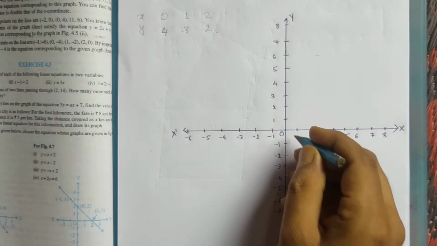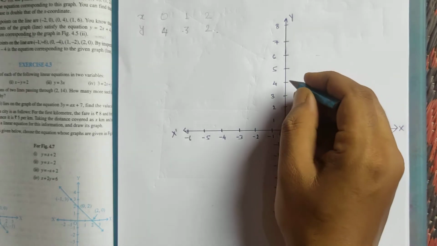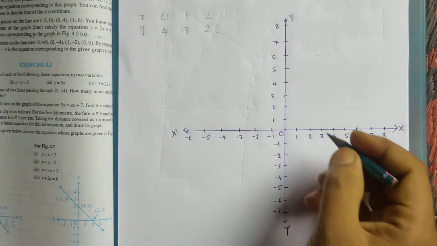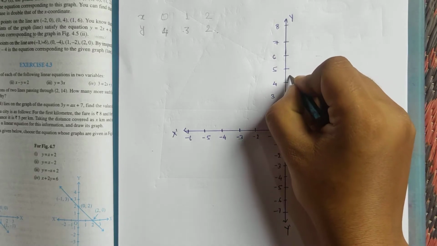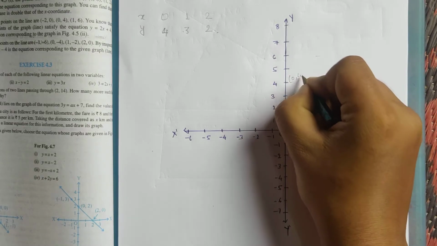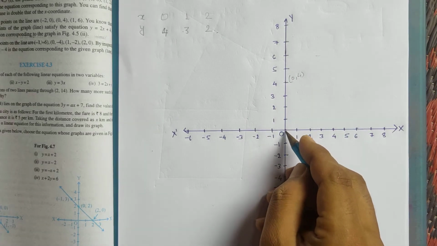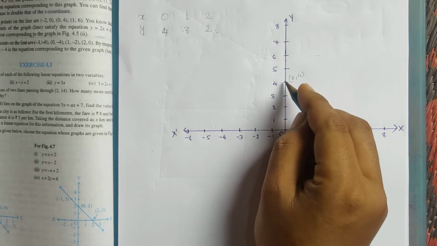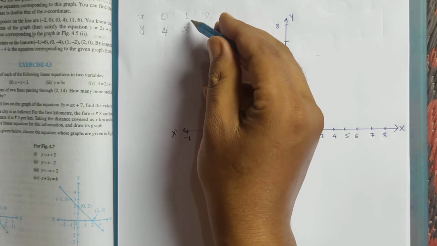So where is the 0 on the x-axis? At this point. And where is the 4 on y? There. Okay, so we take that point as (0, 4). The first point we find is (0, 4) because on the x-axis there is 0 and on the y-axis there is 4. Okay, now the second point is (1, 3).